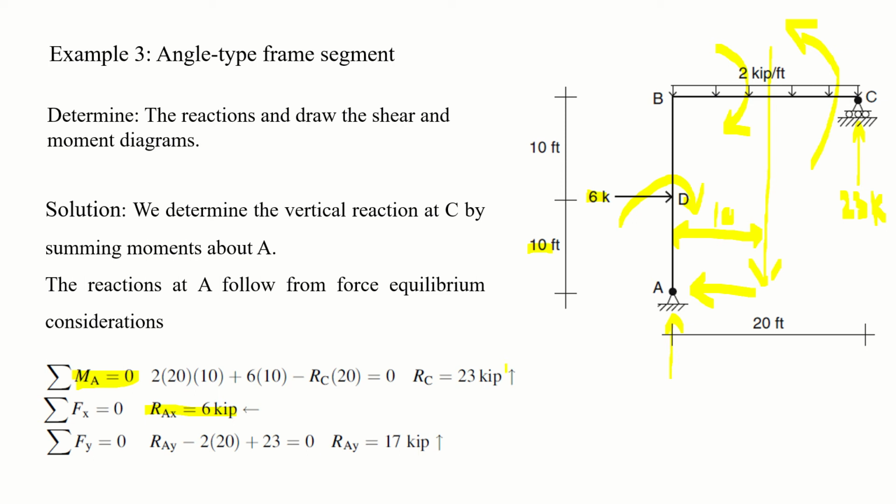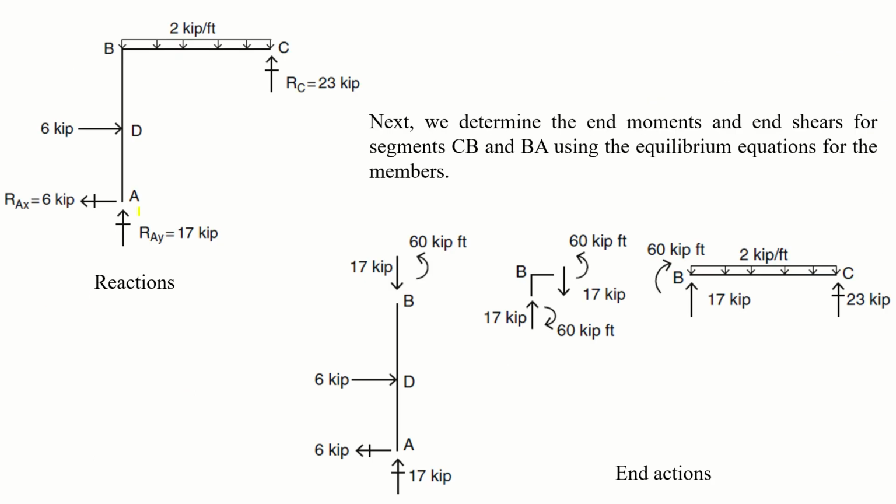Now what is next? The member forces or the end action. So these are your reactions RAy, RAx and the RC. Okay. Next we determine the end moments and end shears for segments CB and BA using the equilibrium equations for the members. So as I told you previously that you have to start with the weaker member. Now which is the weaker member? The beam is the weaker member. Why? Because here is the roller support, okay, and here is a hinge support.